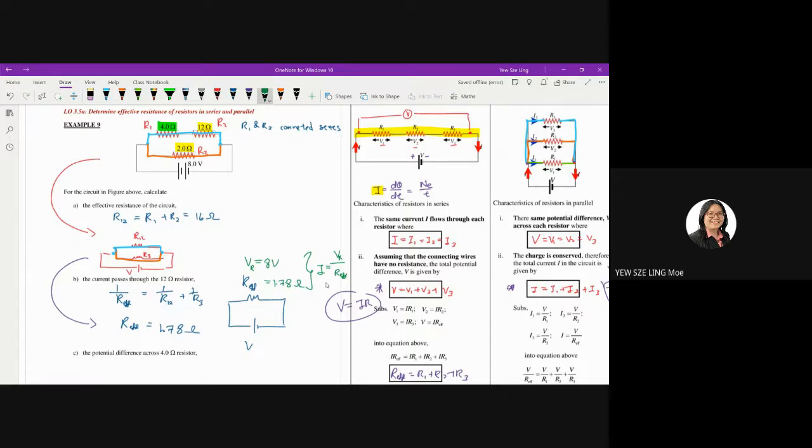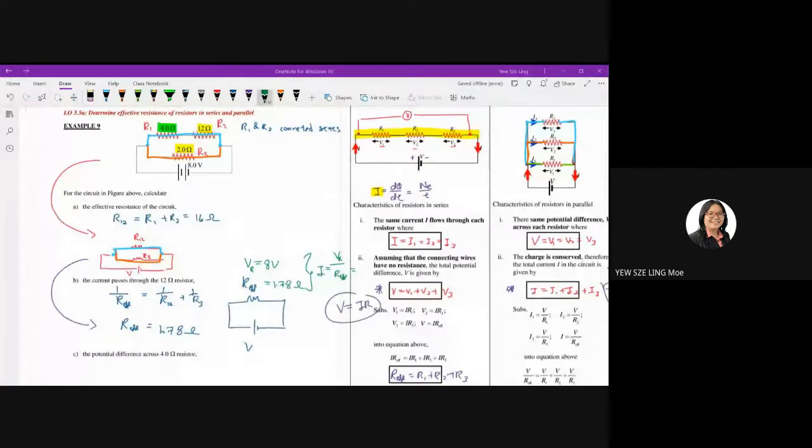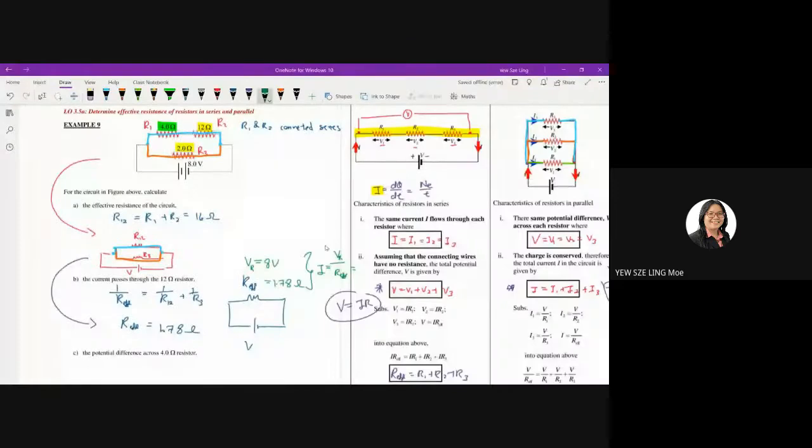From here, you can then obtain the value for I. The I here should be 8 divided by 1.78. I have approximately 4.5. So 4.5 ampere is flowing in the whole circuit, right? 4.5 ampere is flowing in the whole circuit.